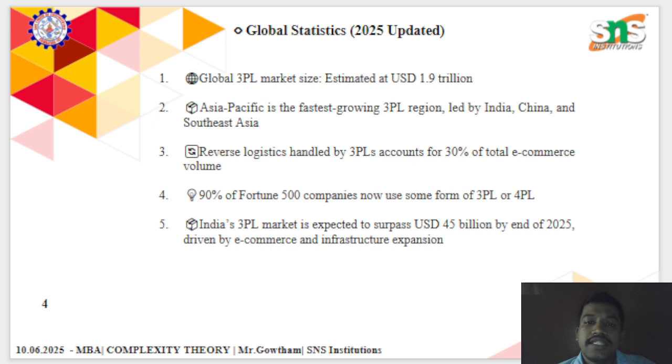On global statistics, Asia Pacific has the fastest growing 3PL regions, like India, China, and Southeast Asia. About 90% of Fortune 500 companies now use 3PL or 4PL terminologies in their business. The Indian 3PL market is expected to reach USD 4 billion by the end of 2025. The infrastructure and e-commerce have also grown well now.